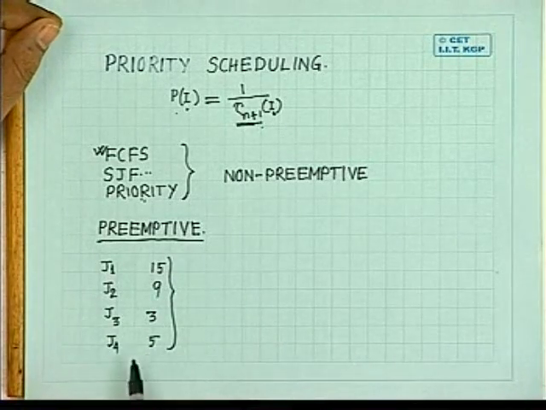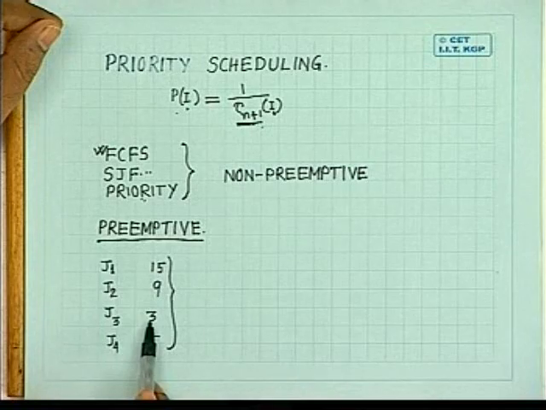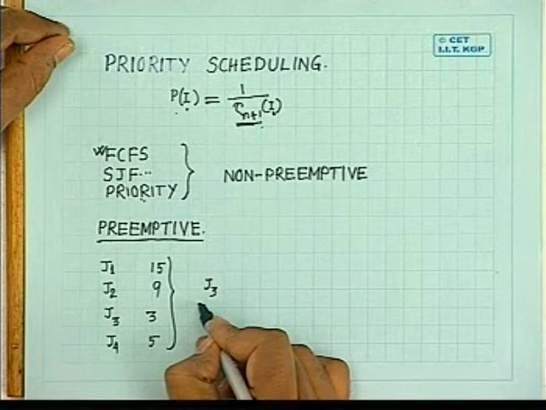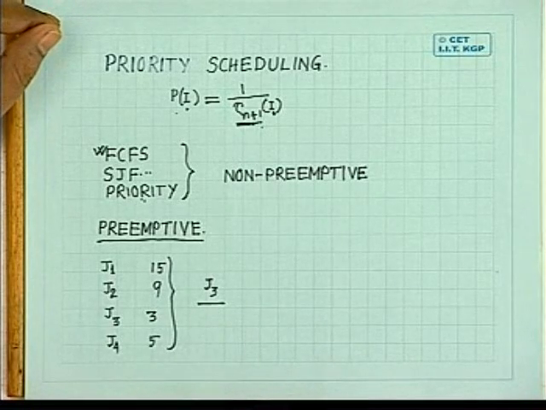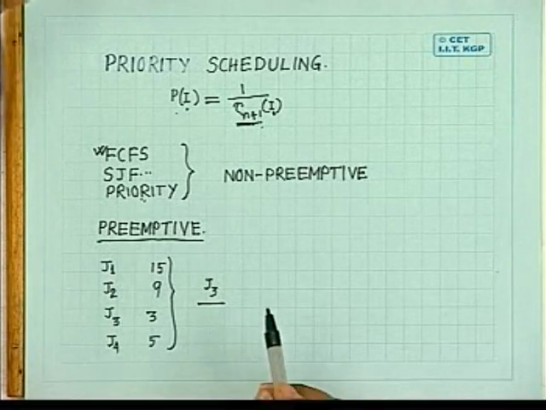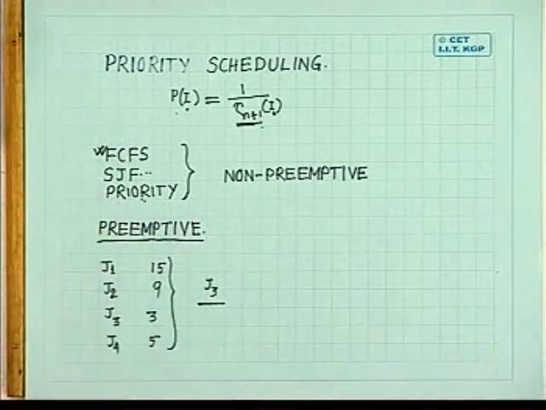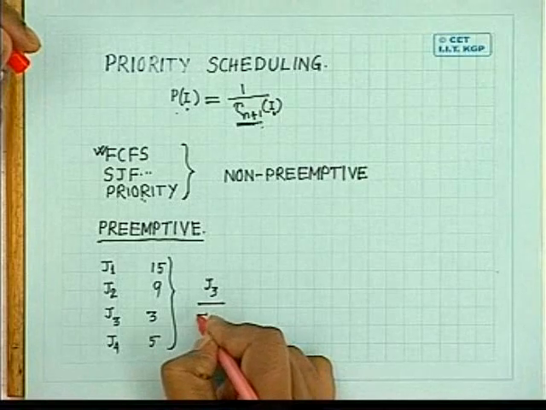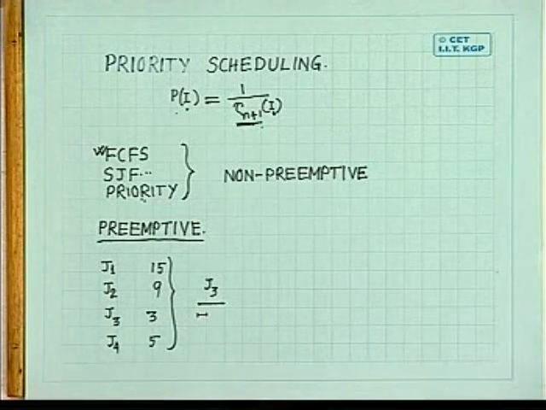Following SJF technique, the job which has to be given to the CPU for the first time is job J3, that is job J3 will start execution. And it has to be executed for 3 time units. Now I can have a situation that after job J3 has been executed for 1 time unit, what is the time left for this CPU burst? That is 2 time units.